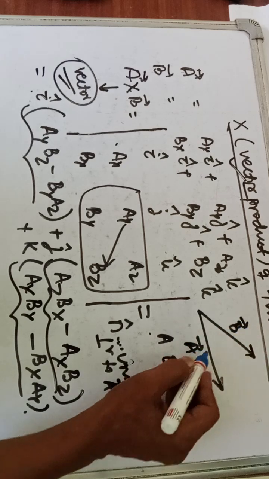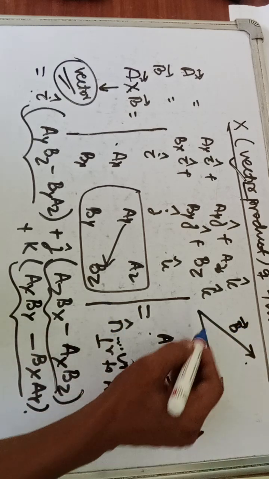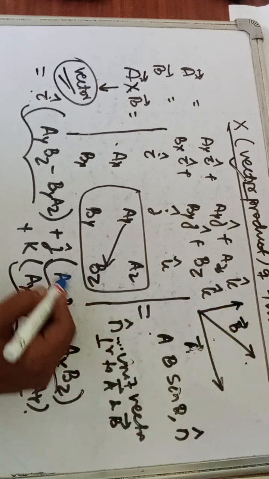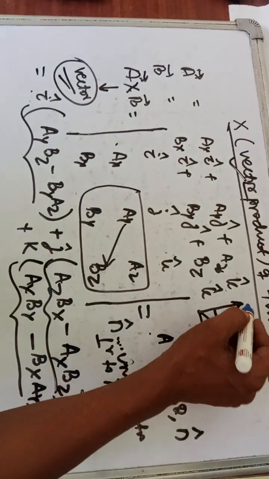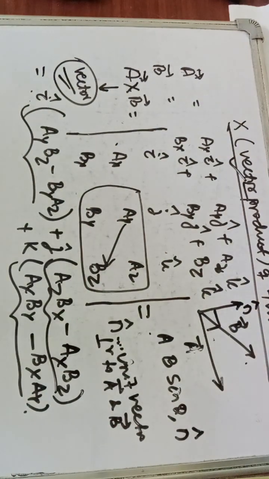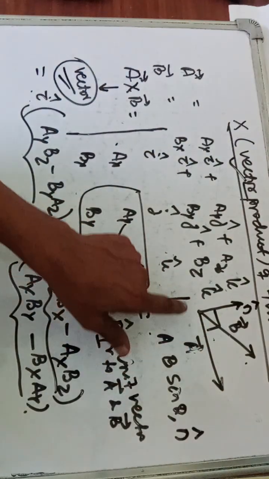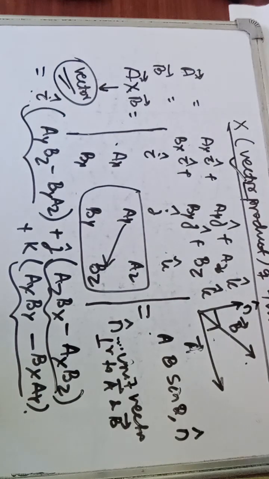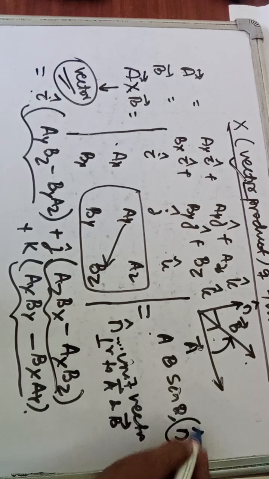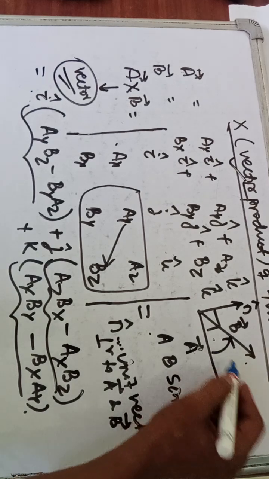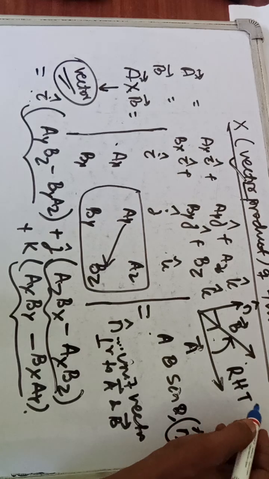Or we can say, if A and B are lying on this board, then the direction of the cross product will be N, that is perpendicular to this board. This is the unit vector along the perpendicular. That perpendicular is perpendicular to both A and B, or we say the unit vector is perpendicular to the plane containing these two vectors, where we do the cross product. And this direction of N will follow the right hand thumb rule.